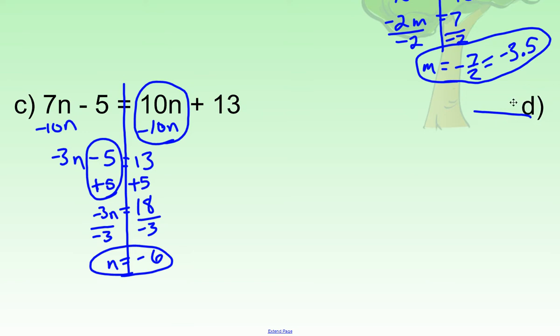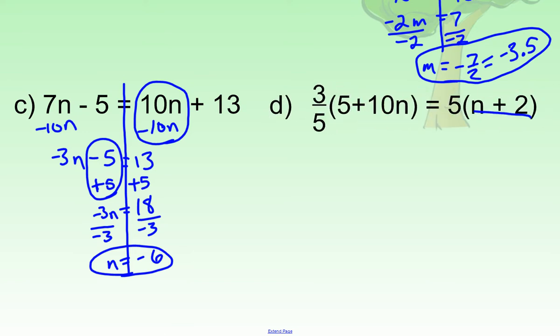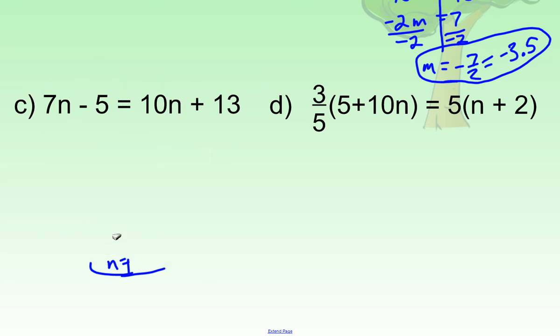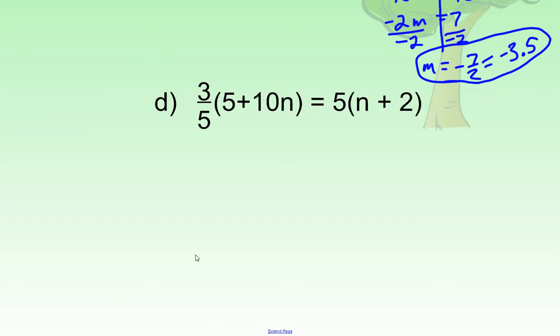Oopsie. Letter D. Ooh, isn't he pretty? So we have some parentheses in there. We have some fractions in there. We'll be doing some distributing. Give us some space here.